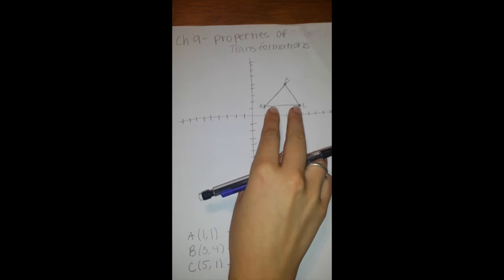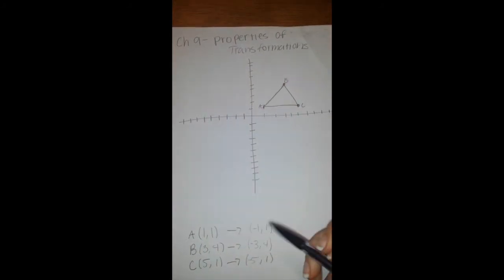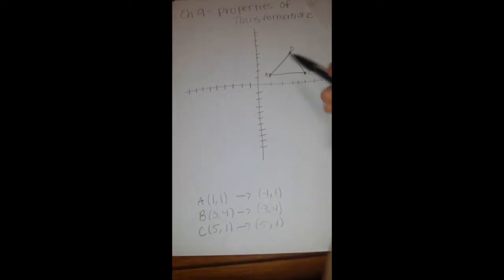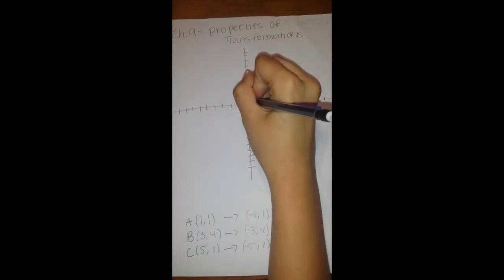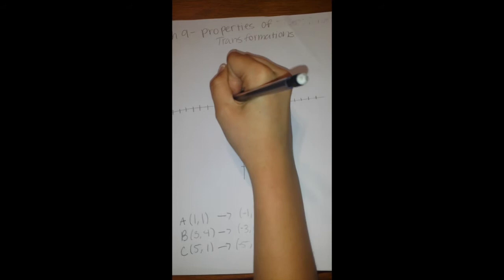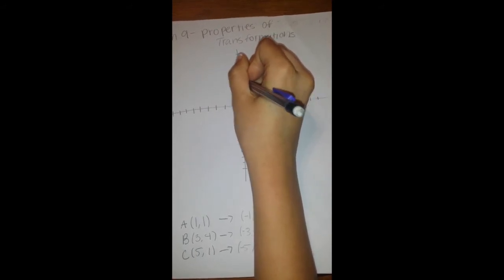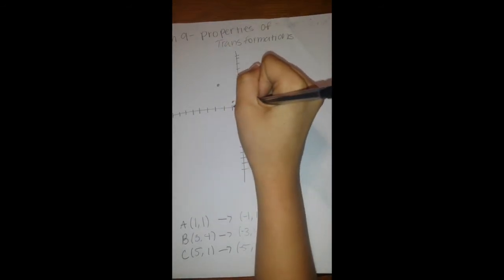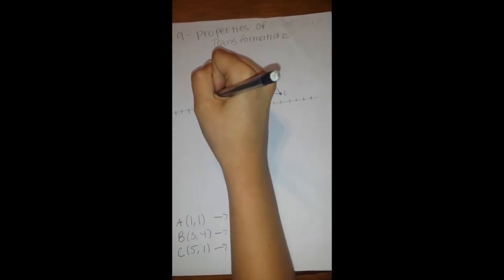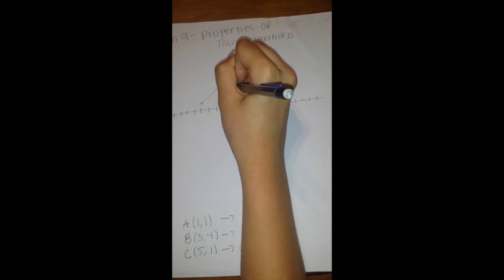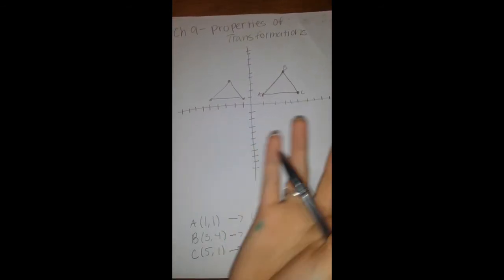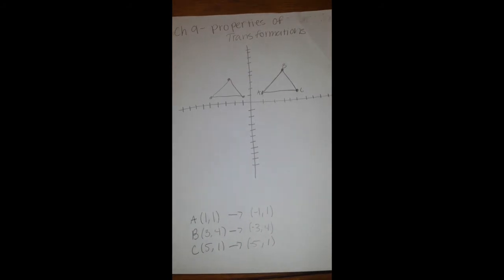Flip this little triangle over. So here are the coordinates for the original. So we're just going to flip it around. So we're going to have -1, 1, -3, 4, and then -5, 1. So that's your new triangle. So you're just flipping it over the y-axis.